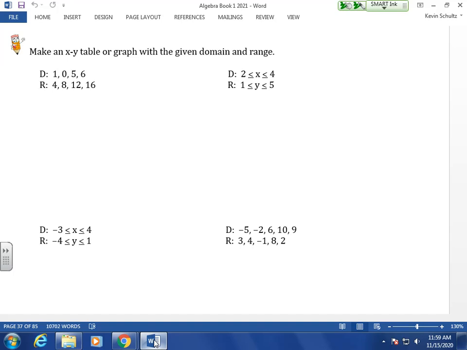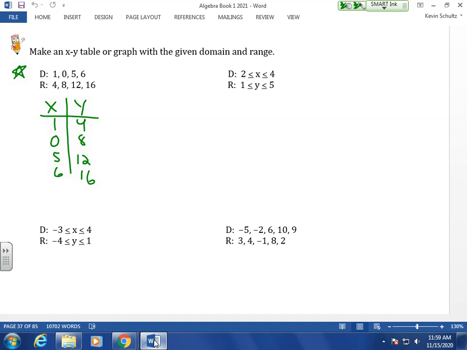And like we talked about, when you've got your domain and your range listed like they are here, with commas, it's specific numbers. The domain is 1, 0, 5, 6. The range is 4, 8, 12, 16. This is going to be an XY table or a function table. 1, 0, 5, 6 in the X column, 4, 8, 12, and 16 in the Y column, and that's it.